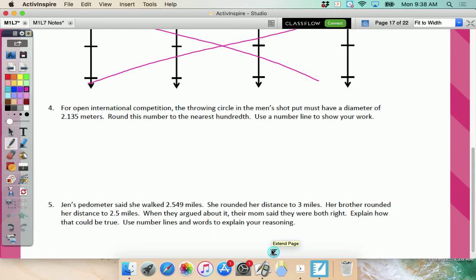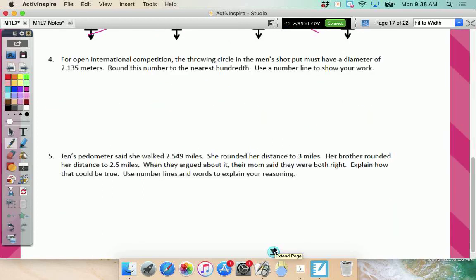Okay, it says, for open international competition, the throwing circle in the men's shot put must have a diameter of 2.135 meters. Round this number to the nearest hundredth. Use a number line to show your work. We'll cross that off. Okay? All right, so I'm going to round it to the nearest hundredth. Nothing has changed. I'm going to write the number.